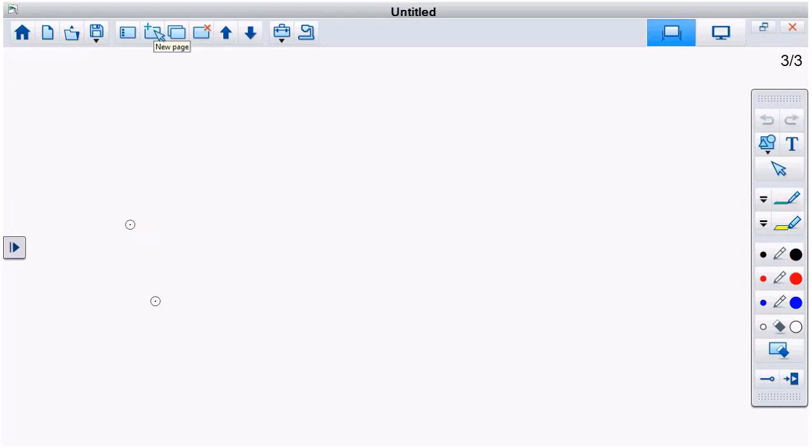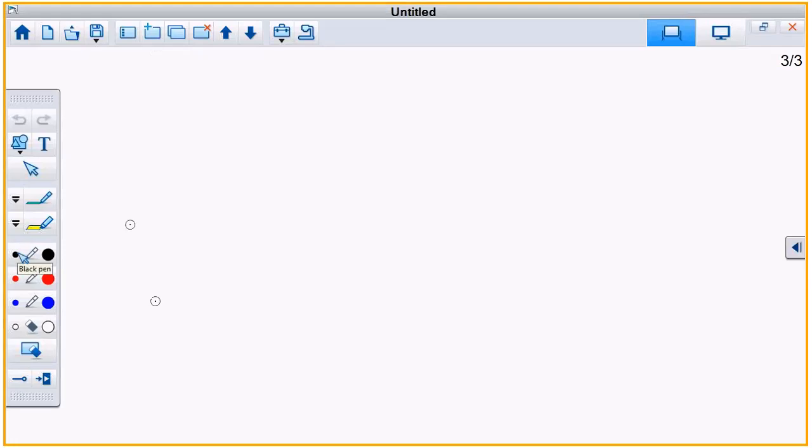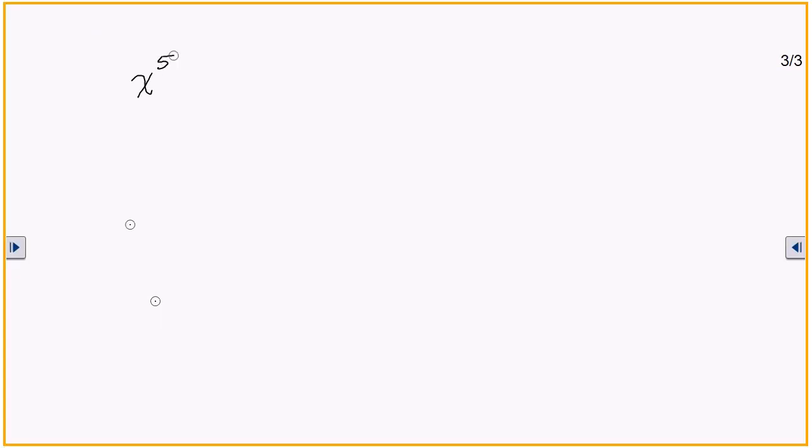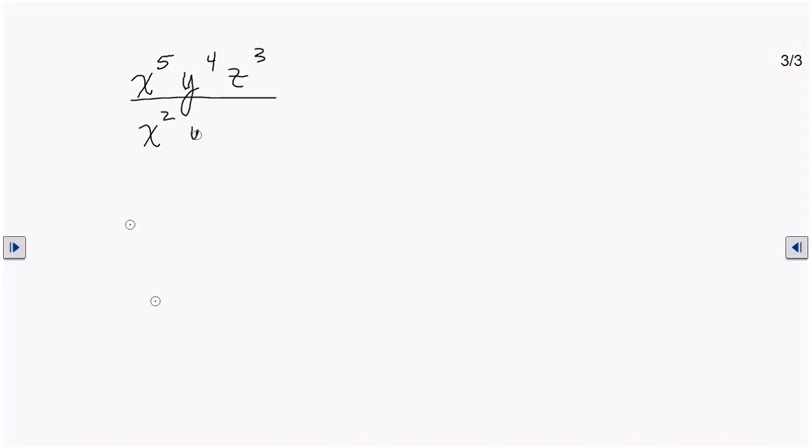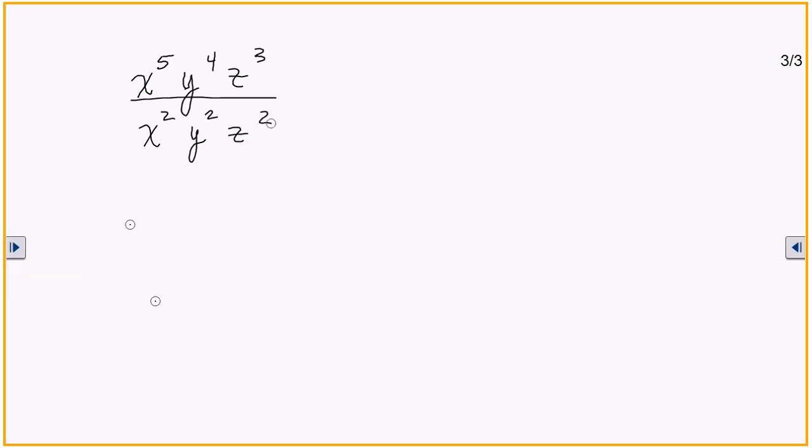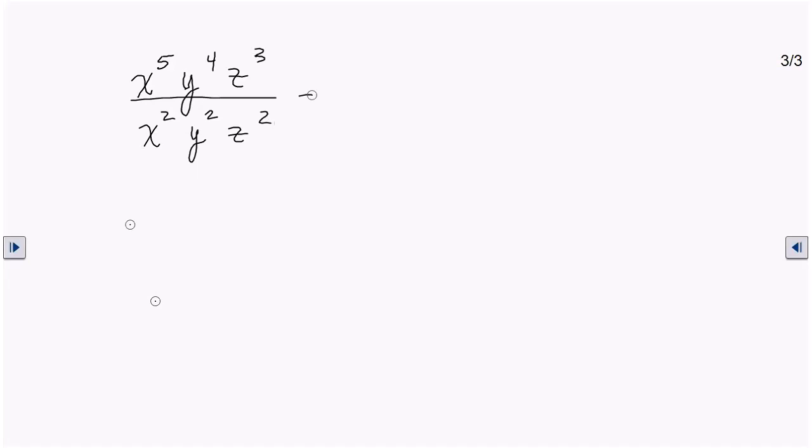Let's try to do, we're going to put 2 or 3 exponents together with bases. X to the 5th, Y to the 4th, Z to the 3rd, over x squared, y squared, z squared. Now, when you see something like this, the first thing you ought to do is breathe. Because a lot of students see this and they start freaking out. The first thing you want to do is you want to break it up. X to the fifth over x squared times y to the fifth over y squared times z to the third over z squared.